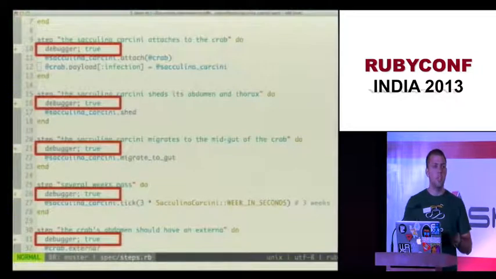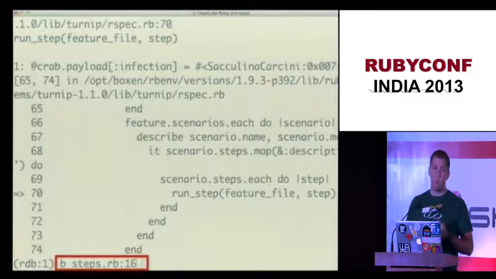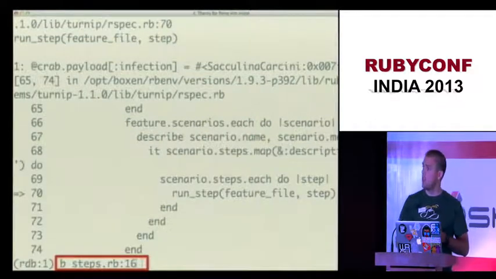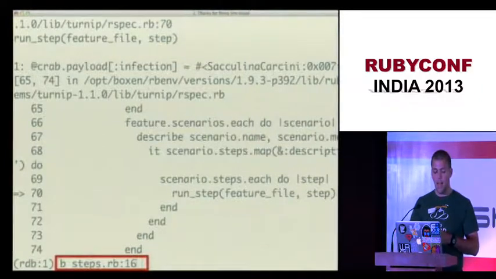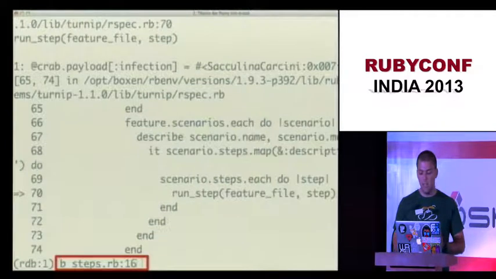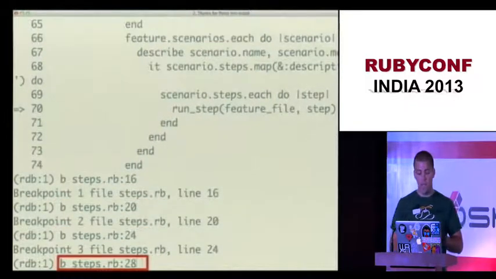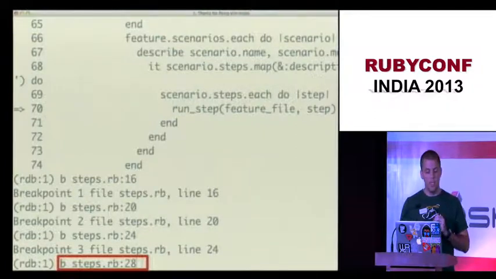So let's make use of the tool that we have. There's actually an easier way to do this. We can create a breakpoint, and here I've used the short version. I've used the abbreviation B for break, and I want to drop a breakpoint on line 16. We want to drop one on line 20, 24, 28. And so if you notice, the breakpoint syntax is B, which stands for break, followed by the file name, followed by a colon, and the line number.